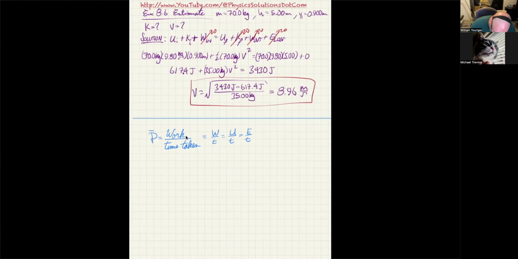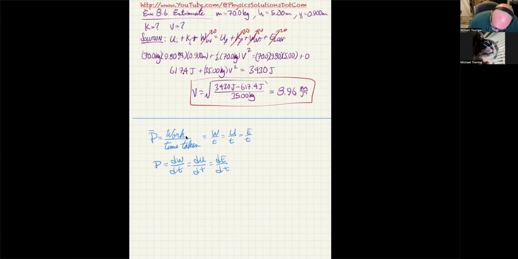And in fact, if you want the instantaneous, P is equal to dW/dt or dU/dt or dE/dt, where again, all I'm saying here is the instantaneous rate of change of work, the instantaneous rate of change of potential energy, the instantaneous rate of change of energy. Any of those are fair game.